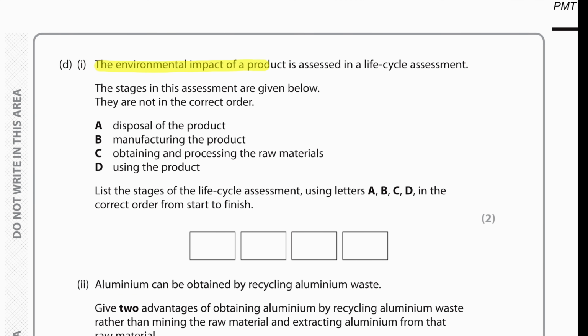The environmental impact of a product is assessed in a life cycle assessment. The stages in this assessment are given below. They are not in the correct order. Disposal of the product, manufacturing of the product, obtaining and processing the raw materials, using the product. List the stages of life cycle assessment using A, B, C, D in the correct order from start to finish. So first of all, in order to produce any material, we need to obtain the raw material and process the raw material first. Then we need to manufacture the product in order for it to be used. So the next step will be using. And finally, in the life cycle assessment, we need to think of how we are going to dispose of the product or recycle the product.